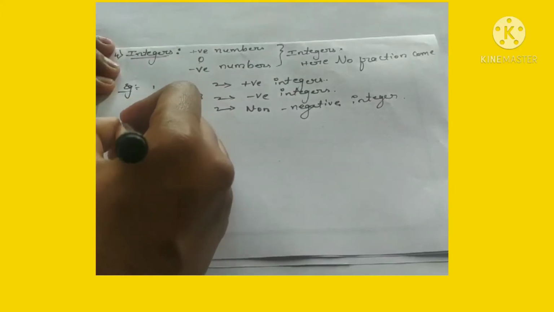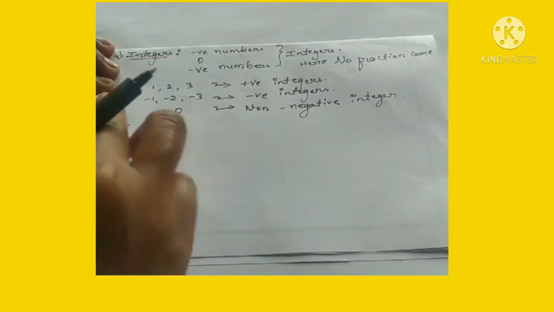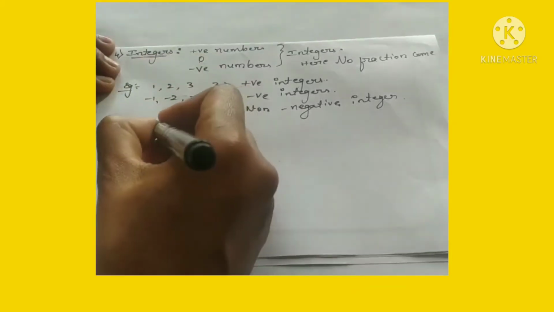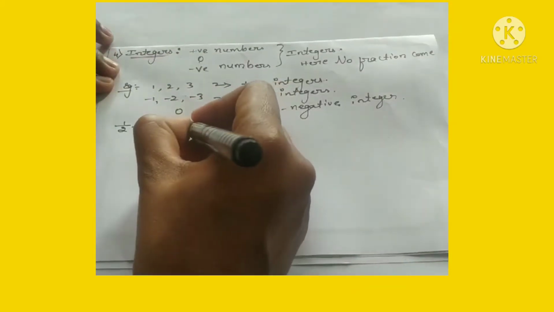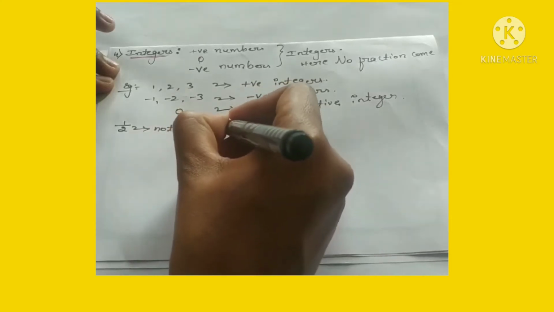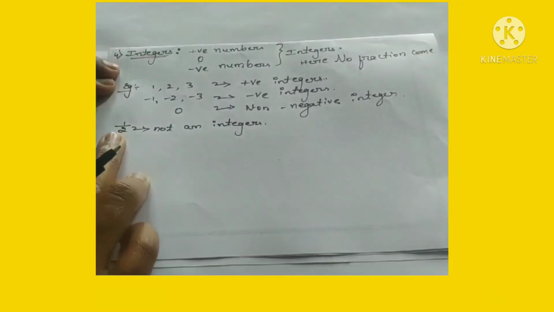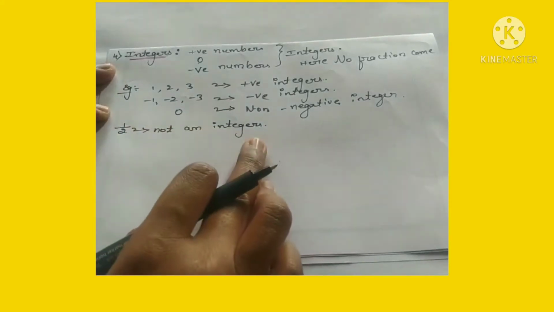Suppose they give 1 by 2 as an integer, it is not an integer because it is a fraction. So 1 by 2 is not an integer. Okay, is it clear? Because it is a fraction, it is not an integer.